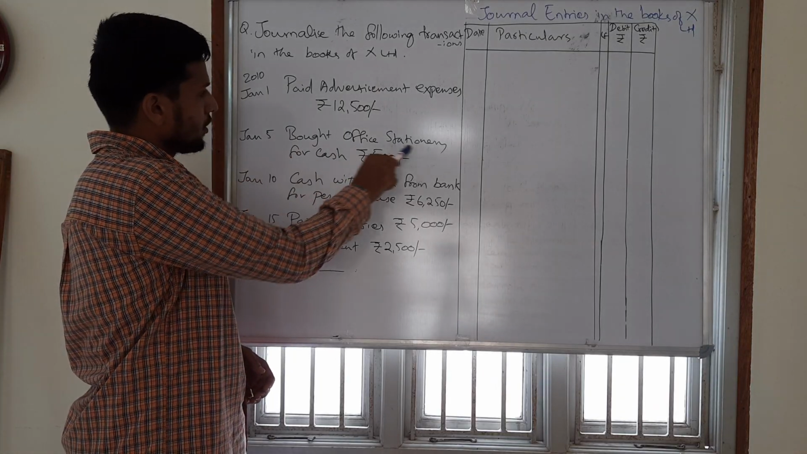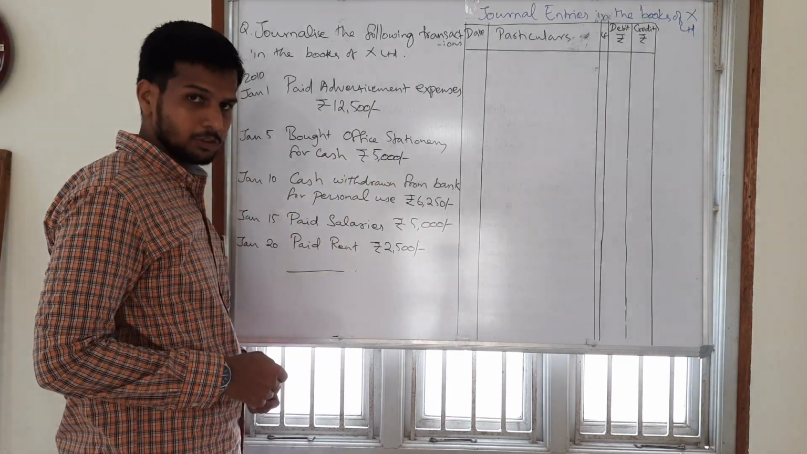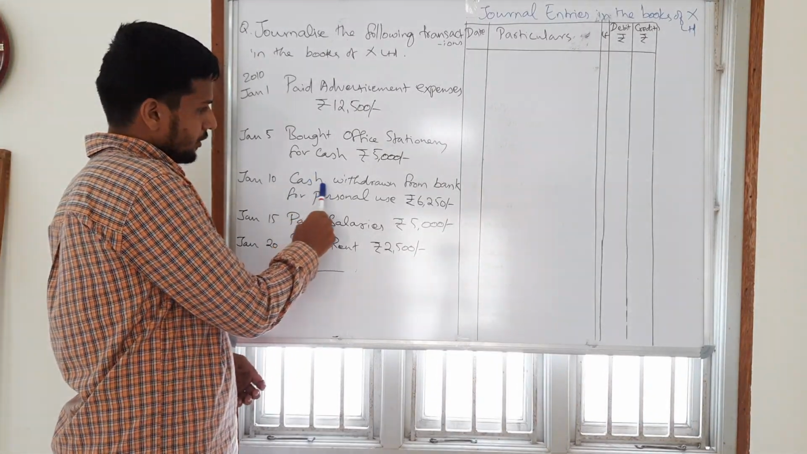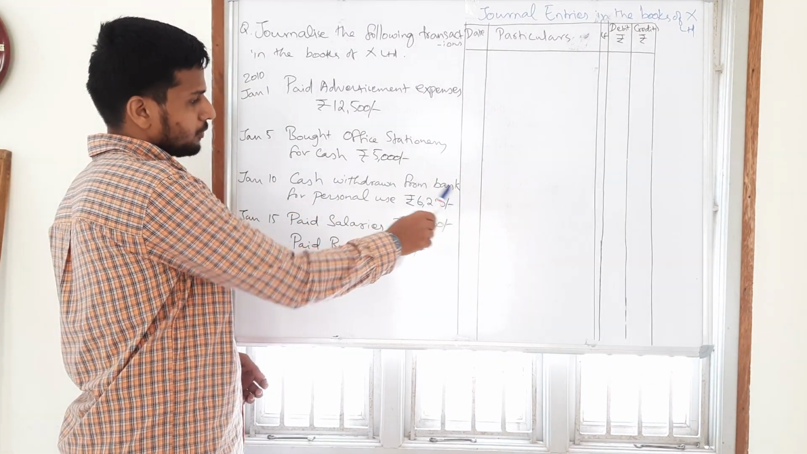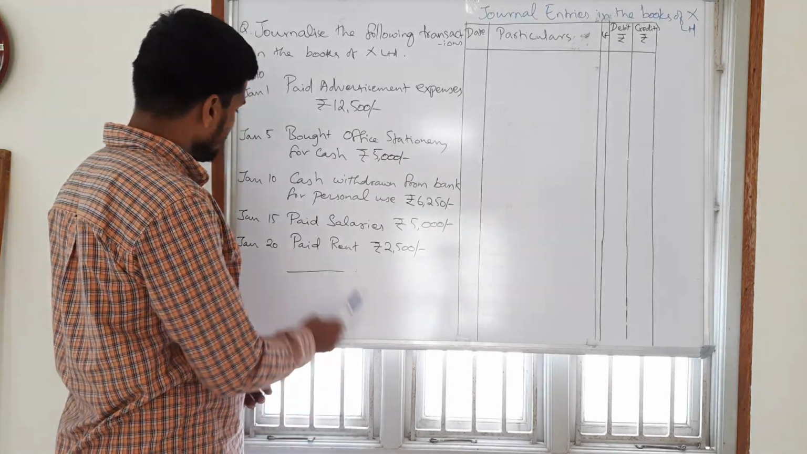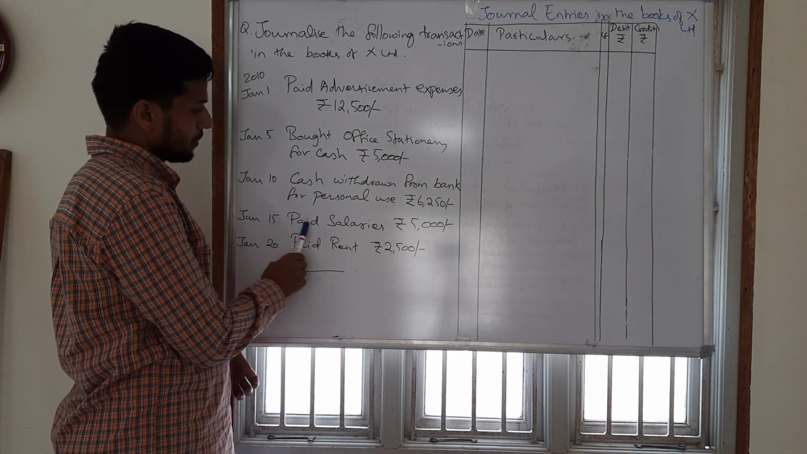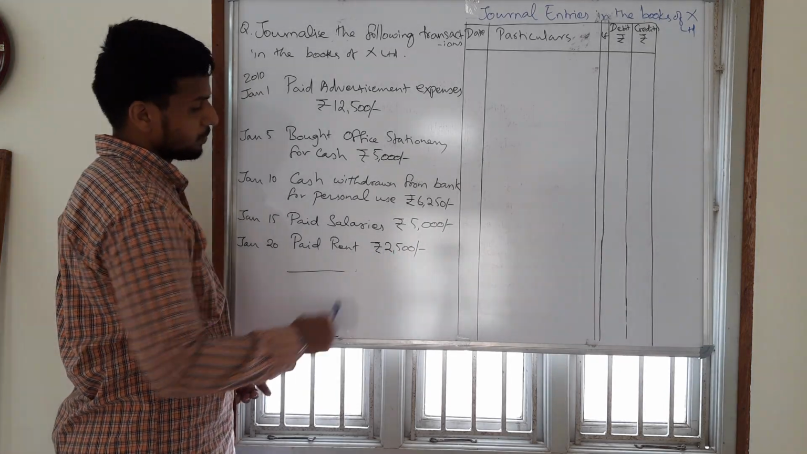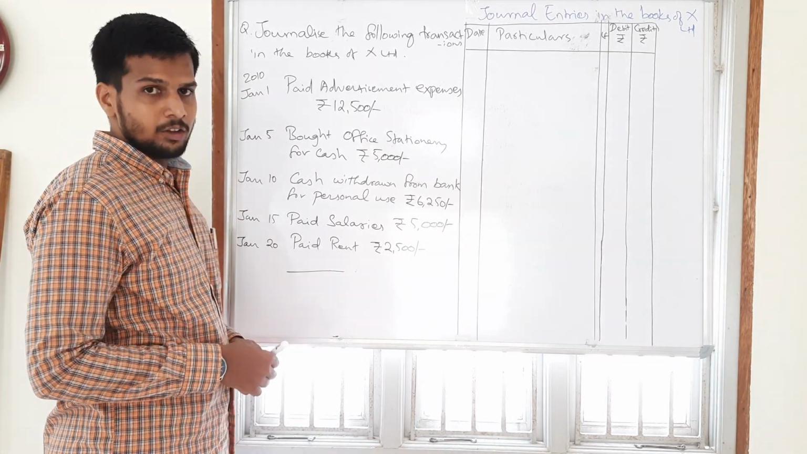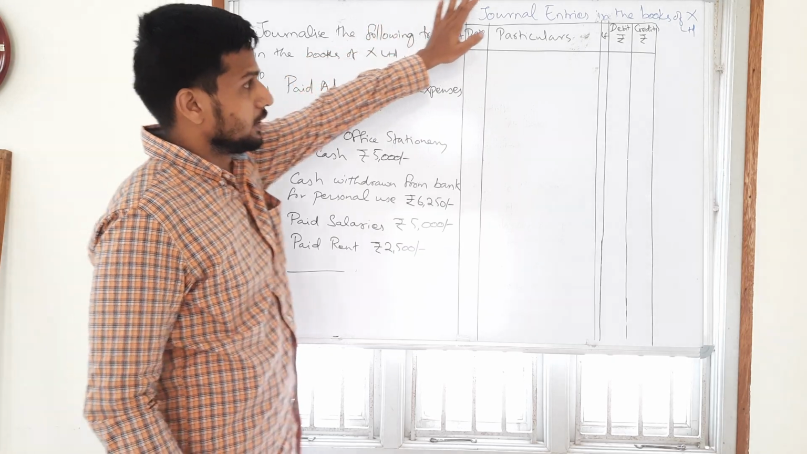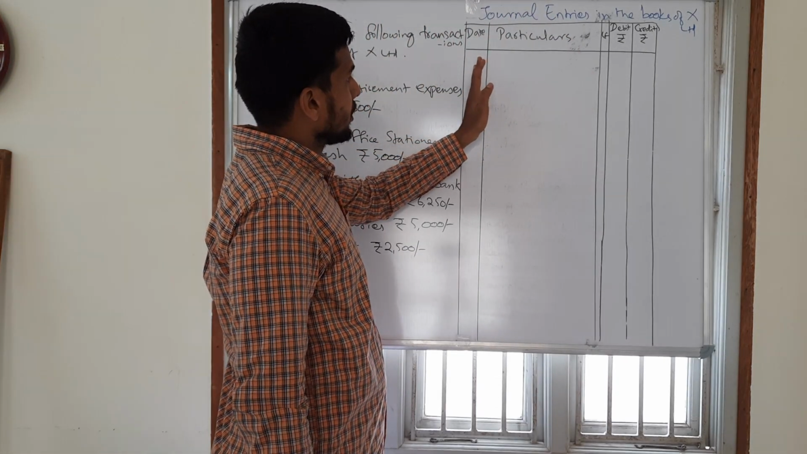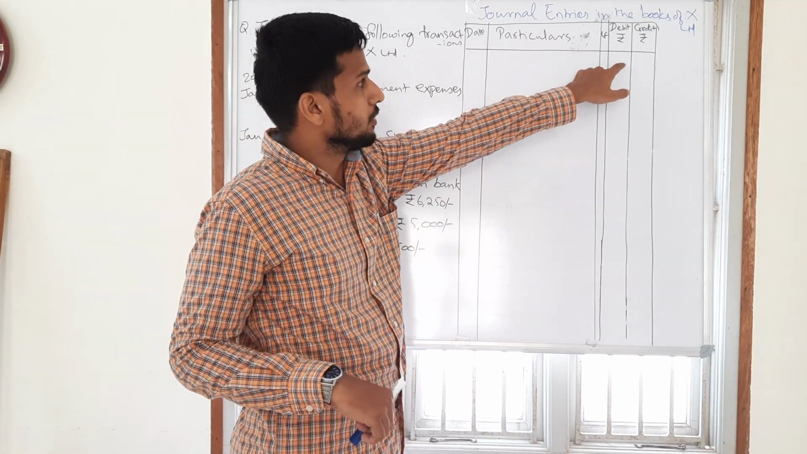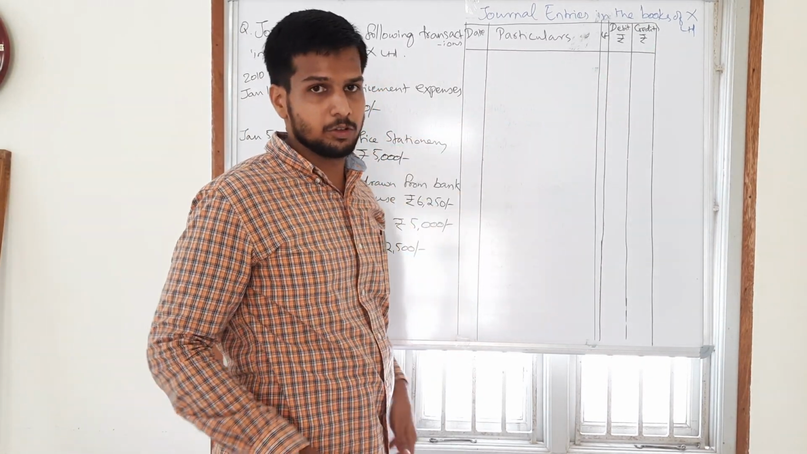January 5, bought office stationery for cash rupees 5,000. January 10, cash withdrawn from bank for personal use 6,250. Then January 15, paid salaries rupees 5,000. January 20, paid rent rupees 2,500. So we need to prepare the journal entries in this way. First column date column, then particulars column, then ledger folio, debit with rupee and credit with rupee.